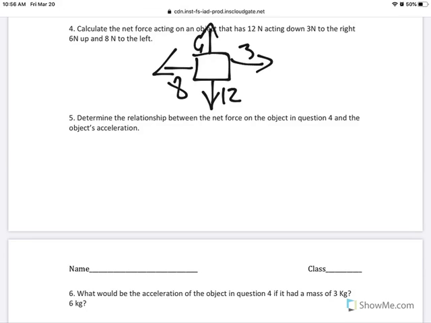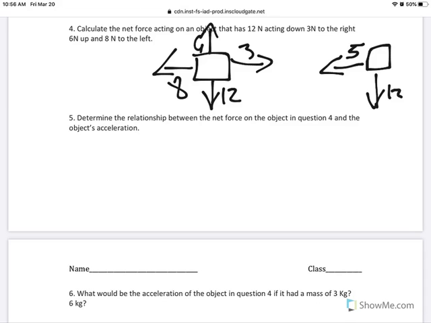So first thing we do is cancel out the ones in opposite directions, so that would leave us with 5 to the left, and looks like 6 down when we subtract the 6 and the 12. So subtract 8 and 3, we get 5. So we now have 2 forces. Now we need to resolve those into, or add those into 1 using Pythagorean theorem.